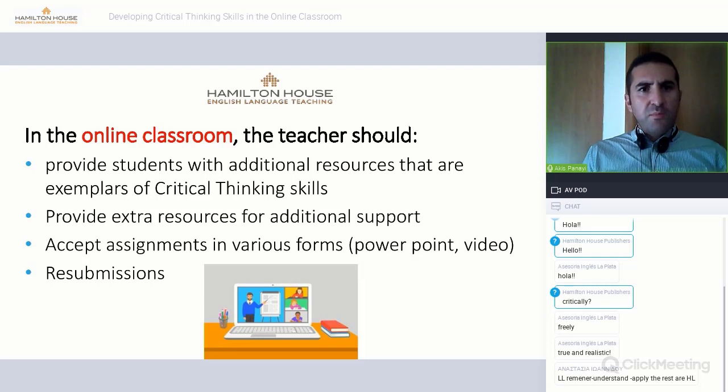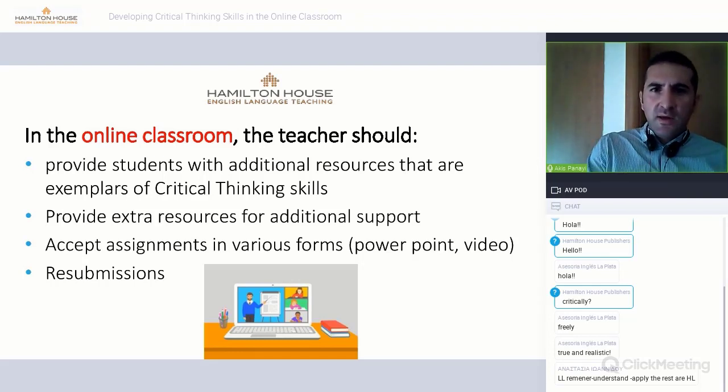Furthermore, provide students with additional resources that are exemplars of critical thinking skills. And that is something that the internet and online teaching can help you with. You can guide students to websites of your choice, or send them links where they can read someone's opinion or an article about a given topic, about the main topic of your lesson, and provide them with extra resources for additional support.